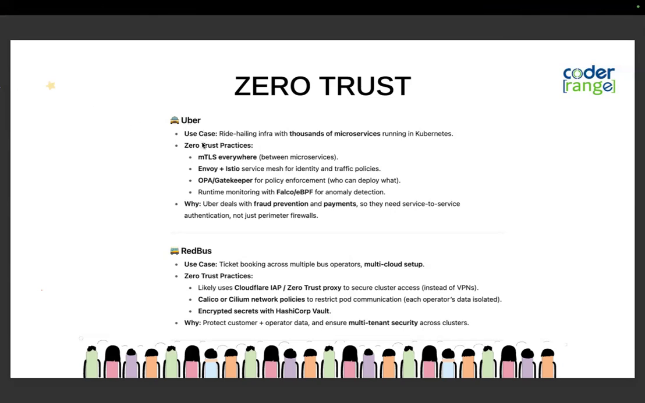Everybody knows Uber, right? Uber has a ride-hailing infrastructure with thousands of microservices running in Kubernetes. Uber uses zero trust practices, so their microservices will have this kind of high-end zero trust security. Uber deals with fraud detection and payments also. They need service-to-service authentication, and they will have good firewalls as well.